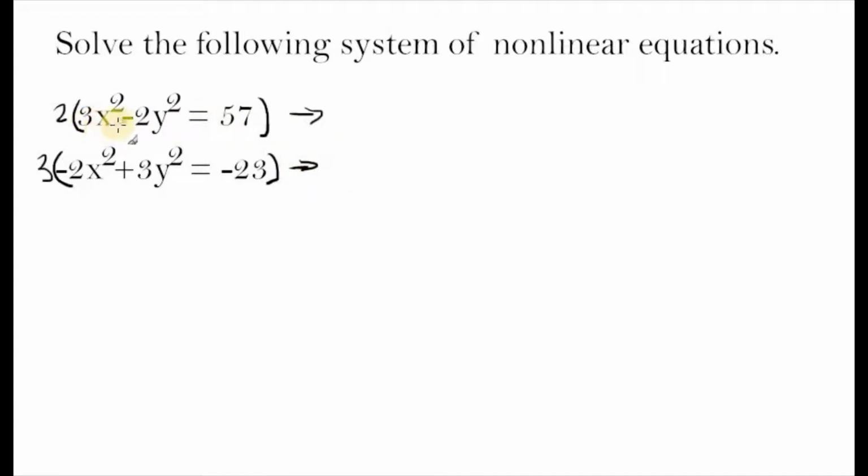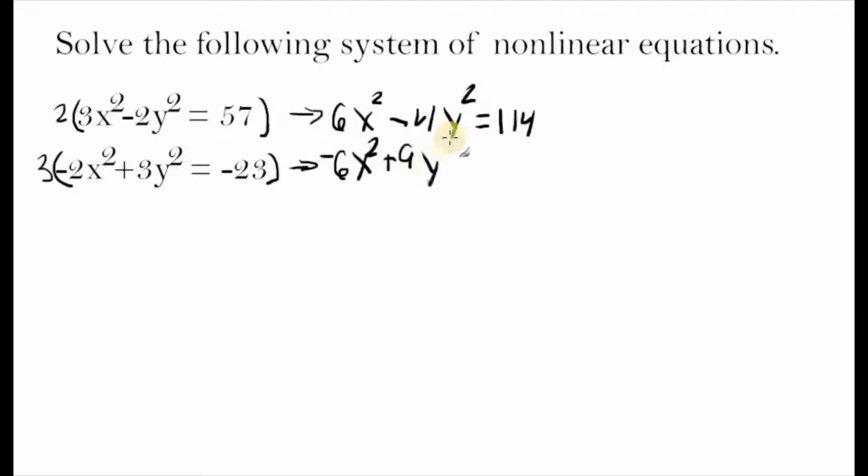So 2 times 3x squared will give us 6x squared minus 2 times 2 is 4, so we'll have 4y squared is equal to 57 times 2 will give us 114, and that'll be the top. And now to the bottom. So 3 times negative 2 will give us negative 6, and then we'll drop down the x squared, and 3 times 3 will give us 9, so a positive 9y squared is equal to a negative 23 times 3 will give us negative 69.